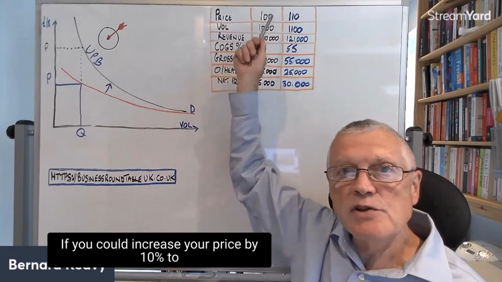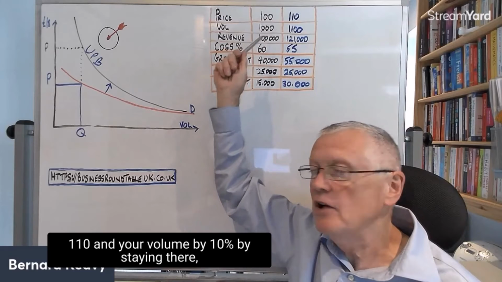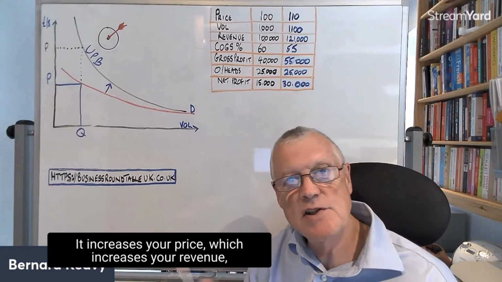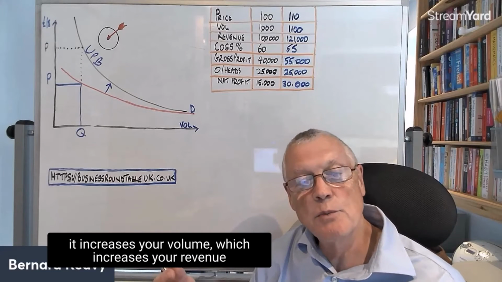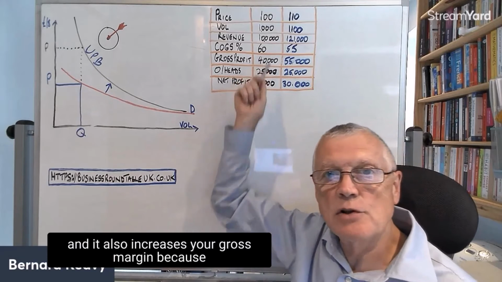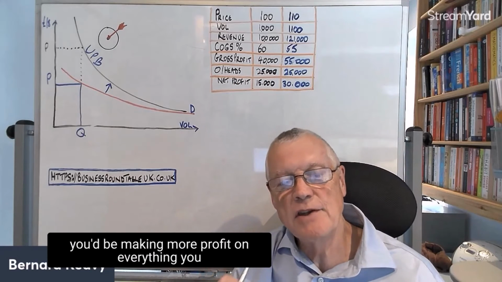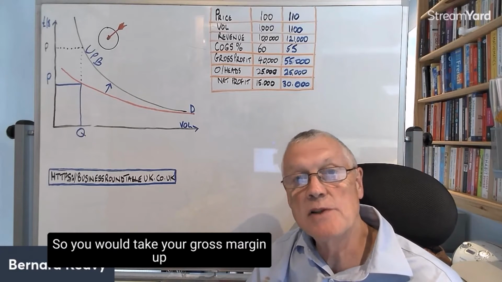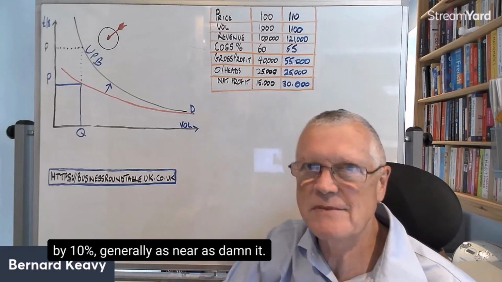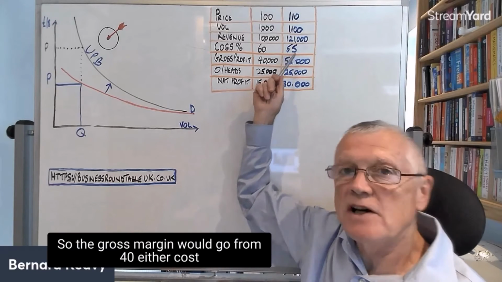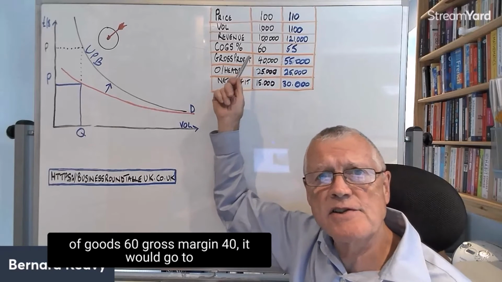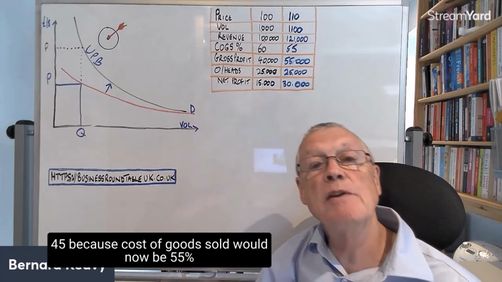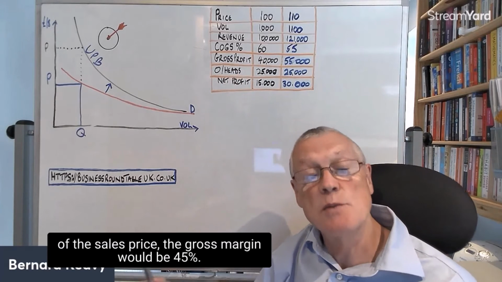If you could increase your price by 10% to 110 and your volume by 10% by, say, being there, then that'll do three things actually. It increases your price, which increases your revenue. It increases your volume, which increases your revenue. And it also increases your gross margin, because you'd be making more profit on everything you sell, because your costs won't have changed, just your price has gone up. So you would take your gross margin up by 10% generally, as near as damn it. So the gross margin would go from 40, i.e. the cost of goods 60, gross margin 40, it would go to 45, because cost of goods sold would now be 55% of the sales price. The gross margin would be 45%.